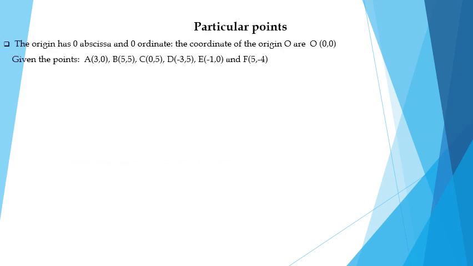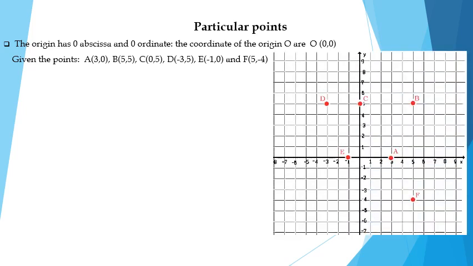The origin is a point of intersection of the abscissa and ordinate axes. It has 0 abscissa and 0 ordinate. The coordinates of O are 0, 0. Here is the origin, the point of intersection of the abscissa axis with the ordinate axis. Okay, so it's 0, 0.